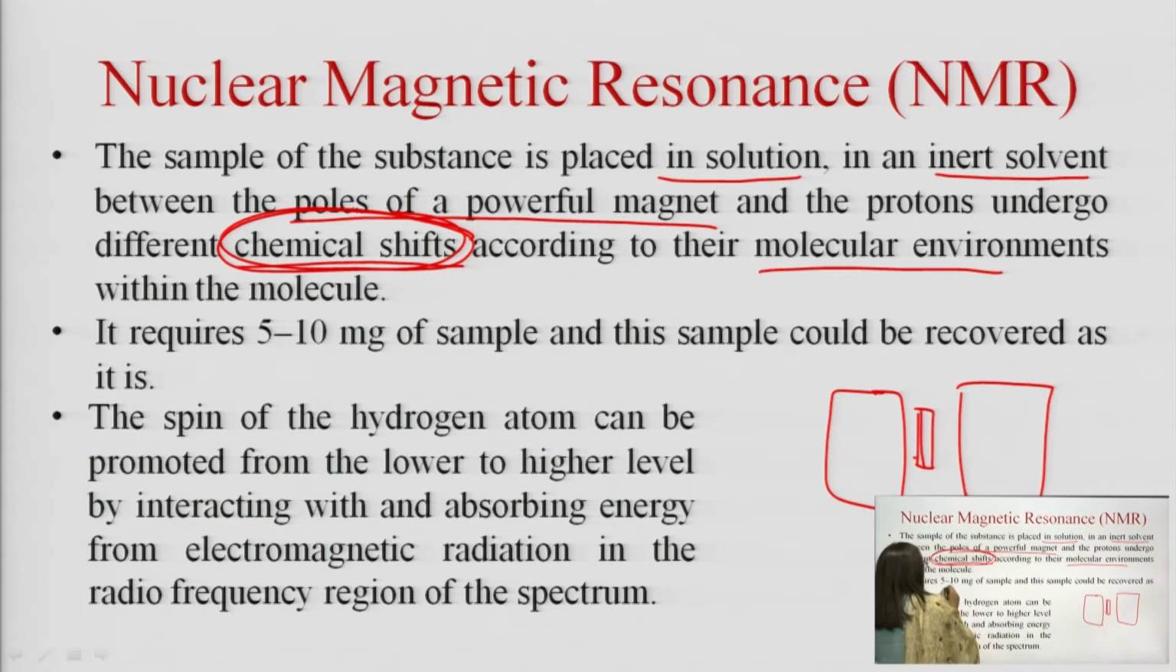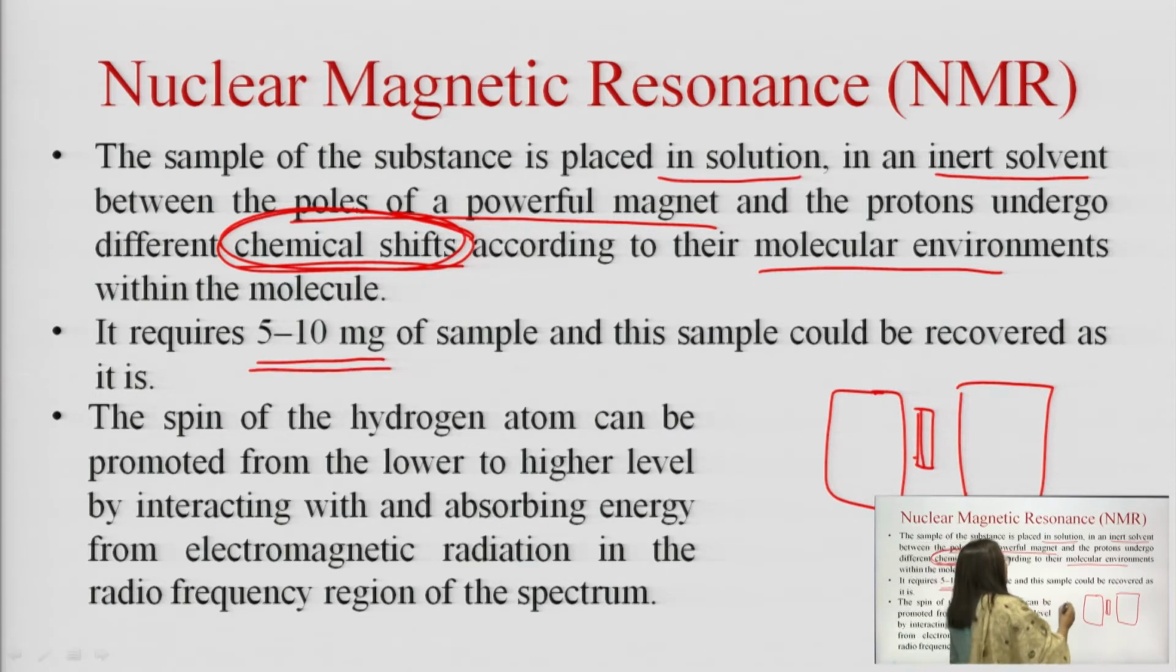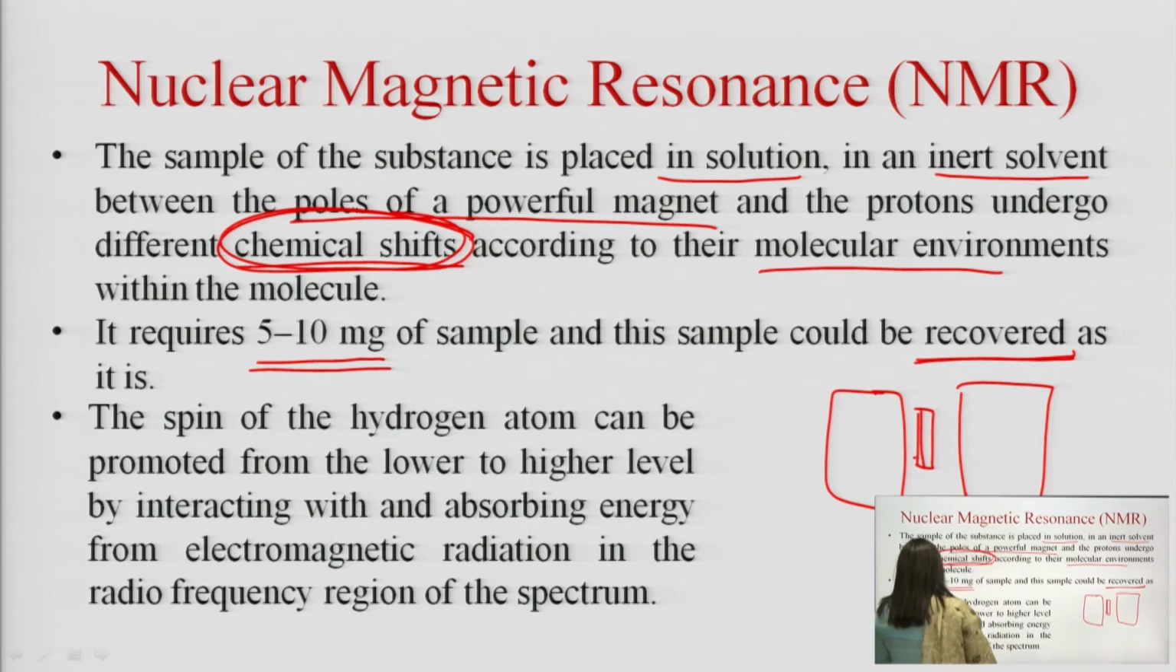It requires some 10 to 50 mg of sample, and this sample could be recovered. The advantage of using NMR as a spectroscopic technique is that the sample is easily recoverable as compared to other techniques like mass spectroscopy, where destruction of the sample takes place.